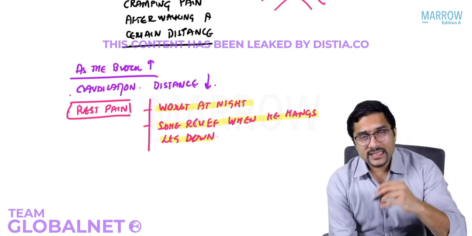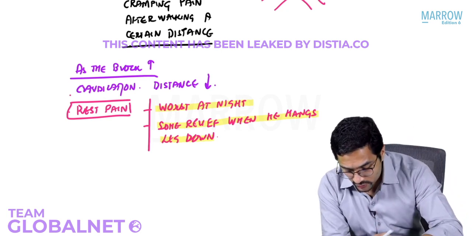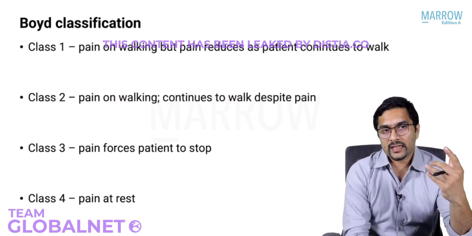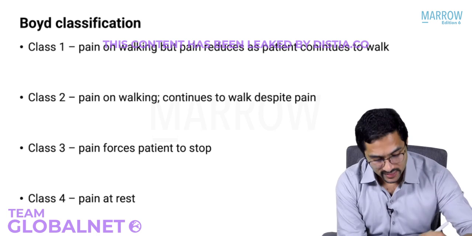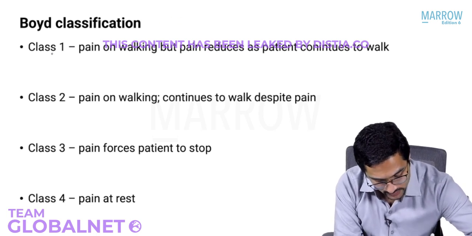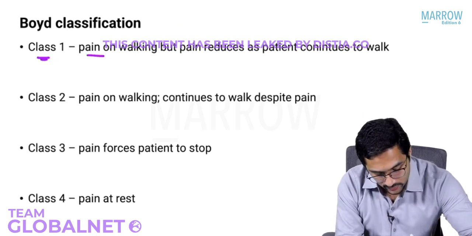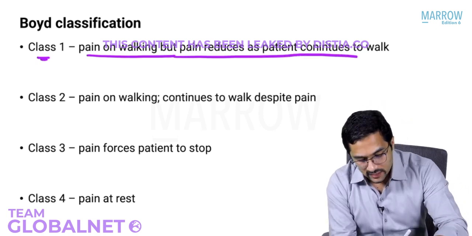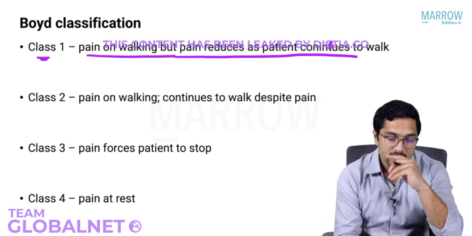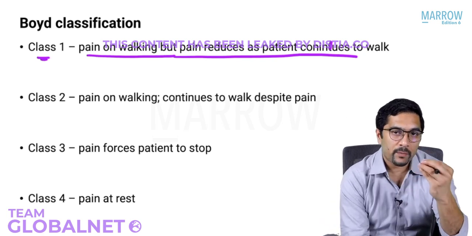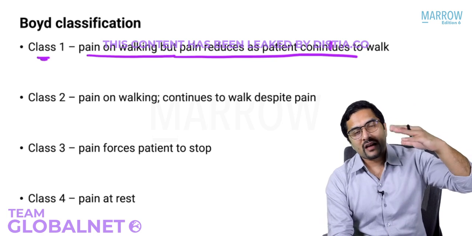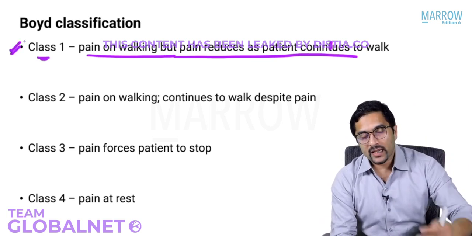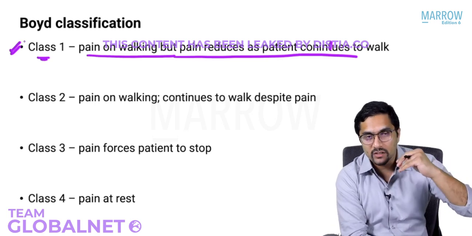Now, there is a Boyd's classification for claudication which you should know about. This Boyd's classification also you should know once an MCQ has been asked, and also this is asked in the viva. This is for claudication. Pain on walking, but pain reduces as the patient continues to walk. So as the patient continues to walk, substance P, which is potassium, which is causing the pain, gets diluted off and the pain will reduce. So that is class 1, where there is pain, but as the patient keeps on walking, pain will reduce.